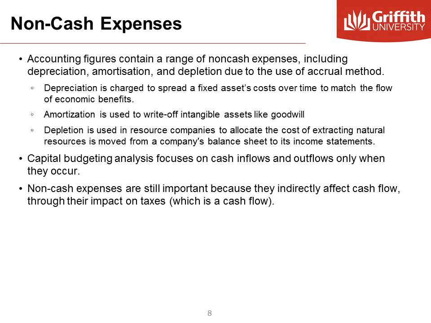Amortization is used on intangible assets like goodwill and patents. Depletion is related to depreciation, but mostly used in resource companies where the cost of natural resources is moved from a company's balance sheet to its income statement.